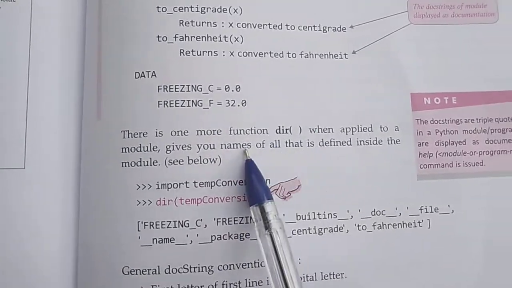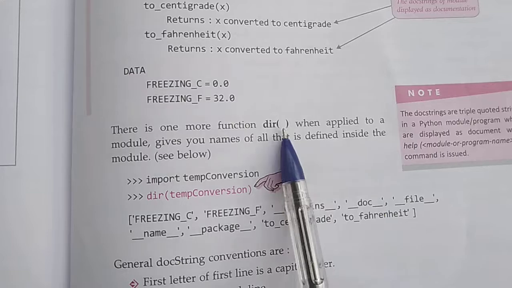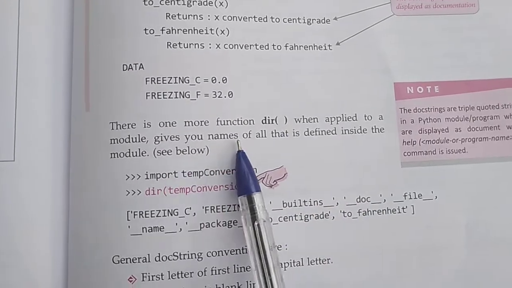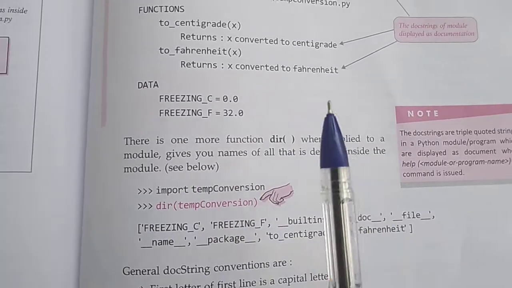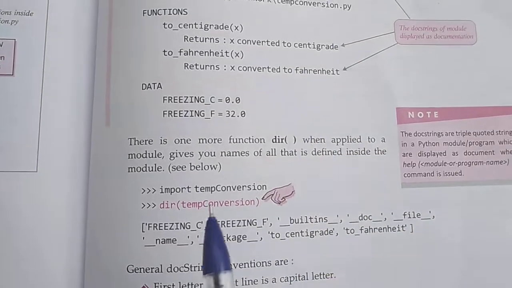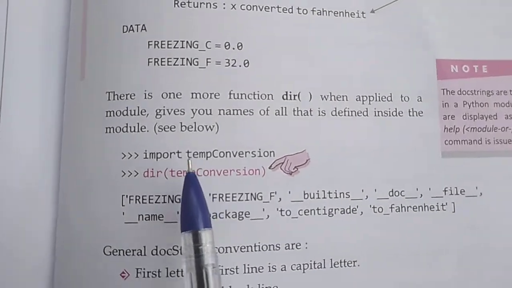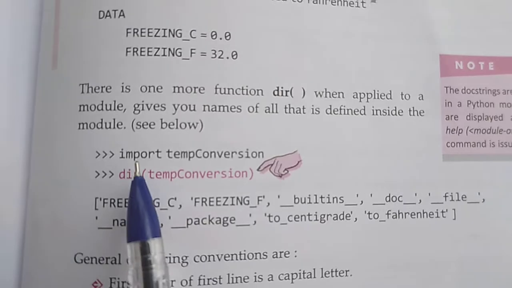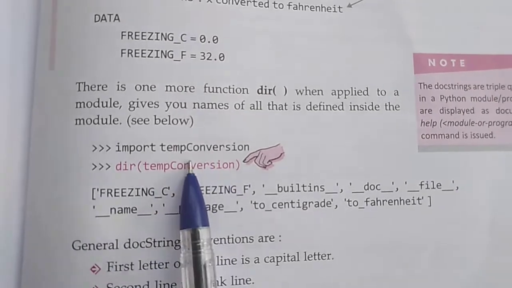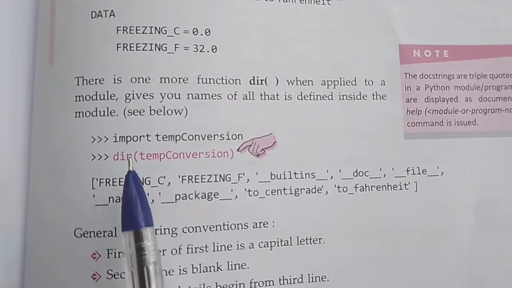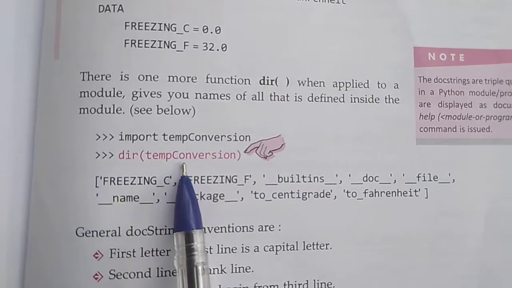Now see the dir function. The dir function, when applied to this module, gives you the names of all that is defined. It is not going to display the triple quoted string, that is, the document string. Now if we are going to use dir, we first give import tempconversion, the name of the module, that Python program. Now we are giving the command dir of tempconversion.